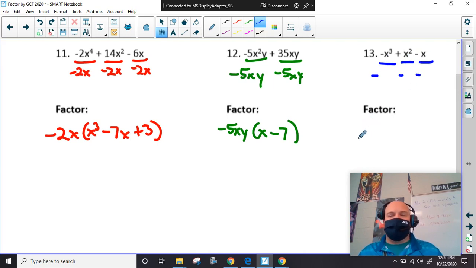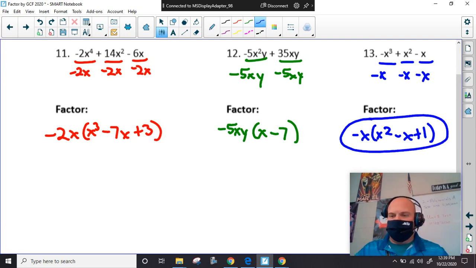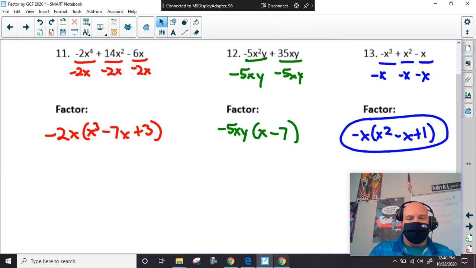All right, this one has no numbers. So it has to be a variable that is our GCF. What is our GCF? X. So we're dividing by negative x. So we should get x squared minus x plus 1. And that's it. Good stuff.